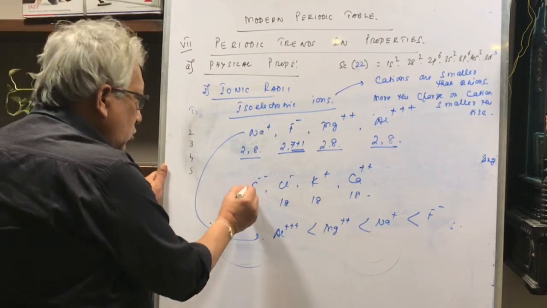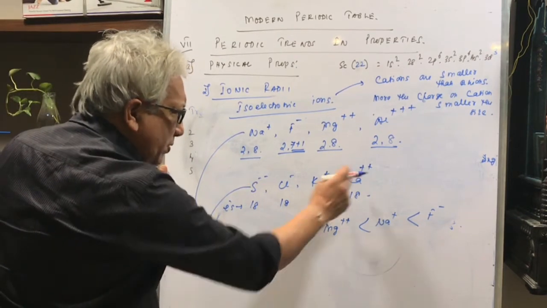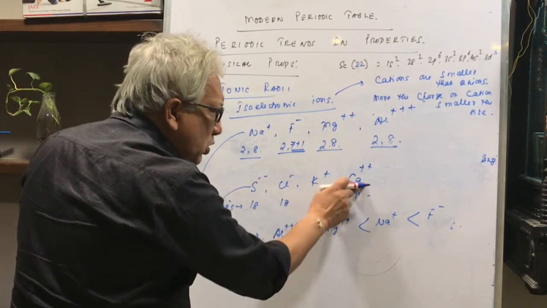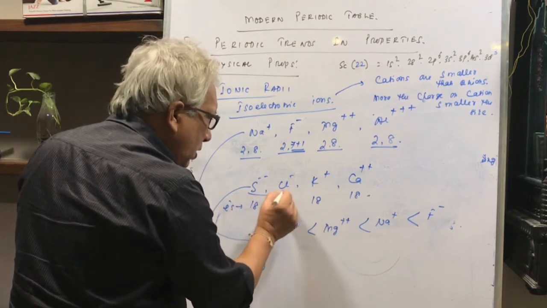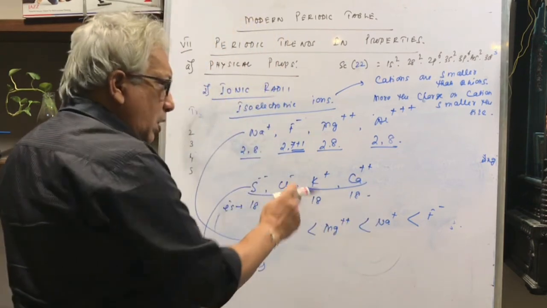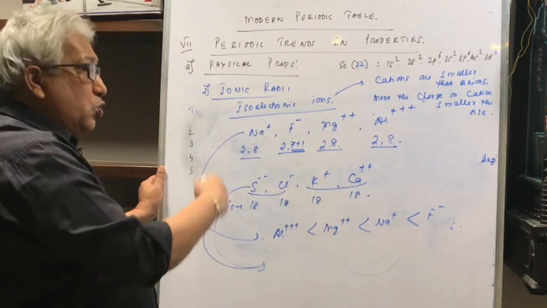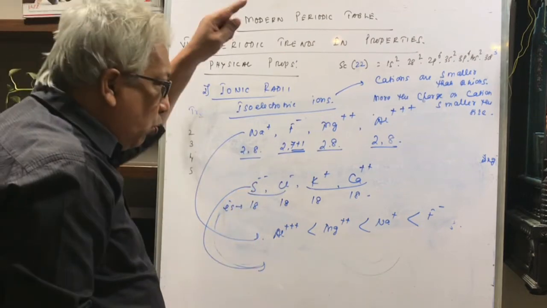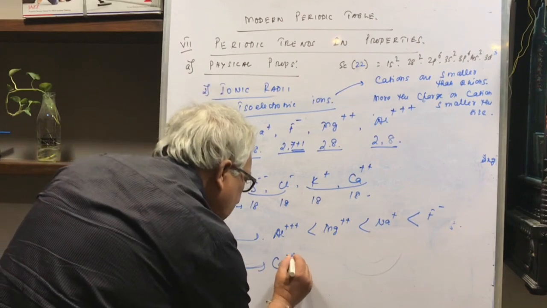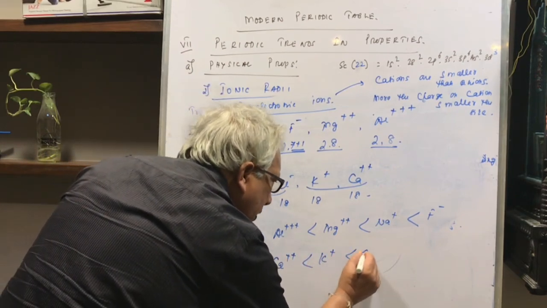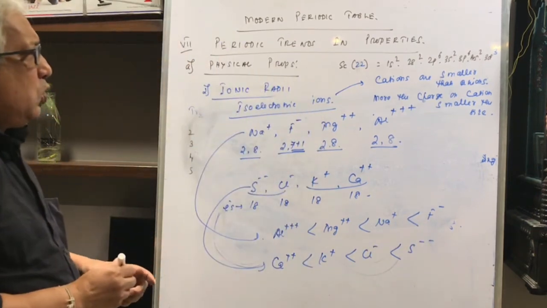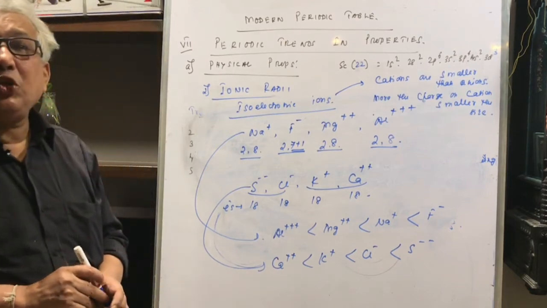And if you ask me to compare the size of S--, Cl-, K+ and Ca++, which will be the biggest? These two anions, and smaller will be these two cations. Correct? These will be bigger, S-- and Cl-, and smaller will be K+ and Ca++. But which of these two will be smaller? Ca++, because more the charge on the cation, smaller will be the size. So Ca++ will be smallest, little bigger will be K+, little bigger will be Cl-, and biggest will be S--. So this is the story about the isoelectronic ions.